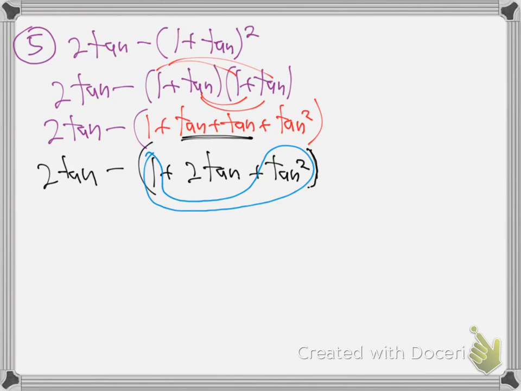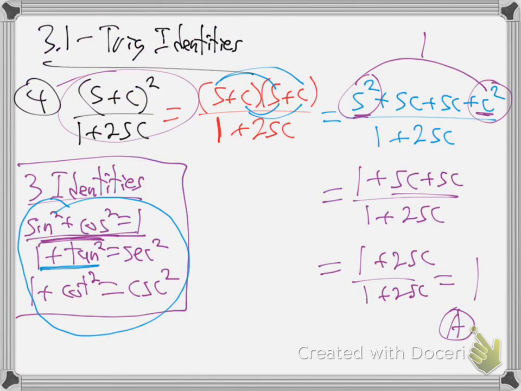Remember, the order doesn't matter. Put them next to each other. Whatever. Same thing. It's time to make a substitution. What is 1 plus tangent squared? What did the identity say is identical value? 1 plus tangent squared is identical value to secant squared.